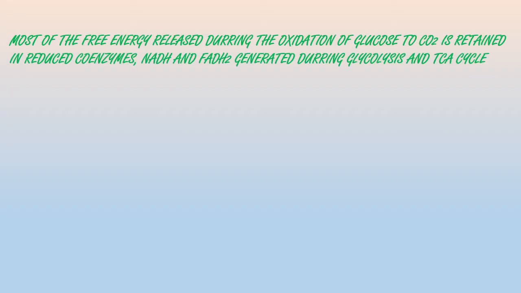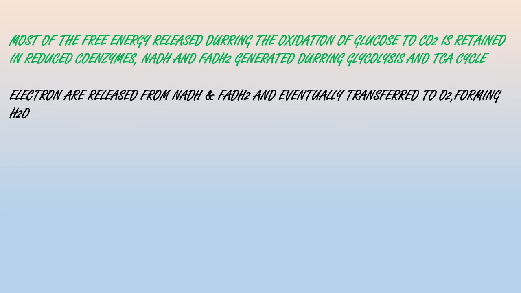So how is energy produced in the ETC? Most of the free energy, as you know, released during the oxidation of glucose to carbon dioxide is retained in reduced coenzymes, in the form of NADH and FADH2, generated during glycolysis and the TCA cycle. Electrons released from NADH and FADH2 are eventually transferred to oxygen, forming a water molecule.